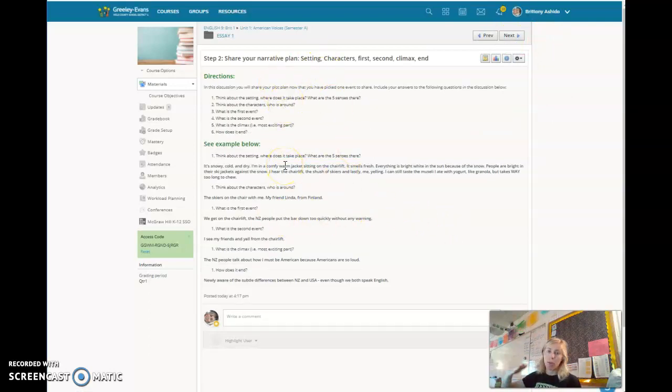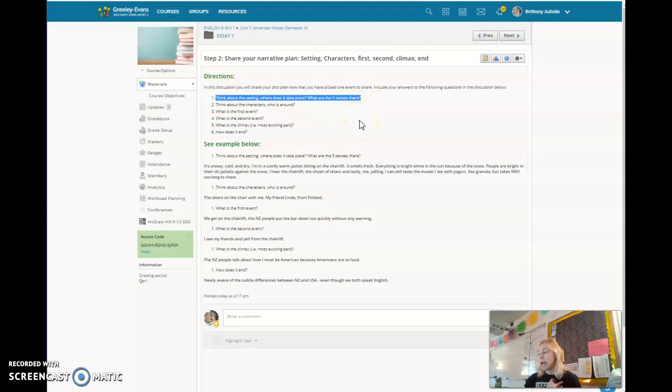Like I mentioned, we have that plot mountain going up and coming down. This is what these questions 1 through 6 talk about. 1 is thinking about setting. Where does it take place? When does it take place? What are the 5 senses there?